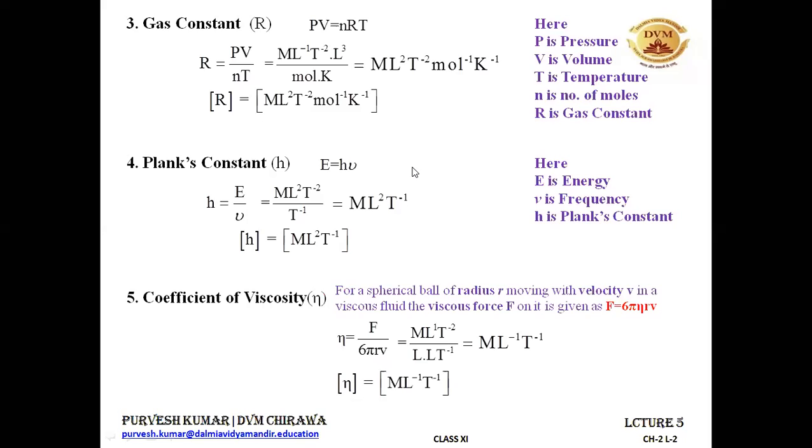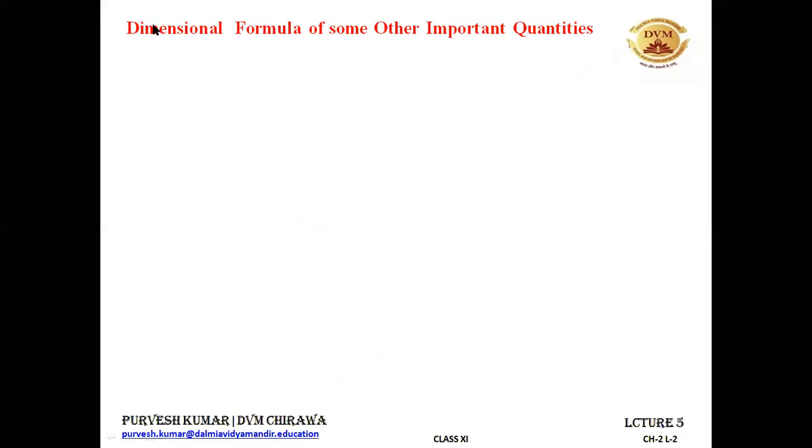All right, then moving towards next. There are some more important quantities whose dimensional formula you should know, and we will be using them in the questions to come. So please solve it along with me. One is pressure gradient. So this pressure gradient, it is pressure per unit length. It means pressure divided by length.